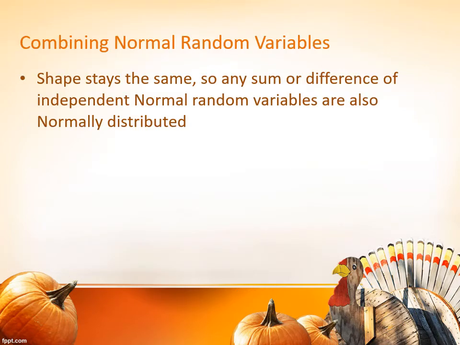Before we go into a more difficult problem, I just wanted to reiterate this and make sure that I covered this: when I'm combining normal random variables, the shape stays the same. So any sum or difference of independent normal random variables is also normally distributed. As long as they're both normal, they stay normal when we add them together. So shape stays the same. All right, let's get on to that problem.